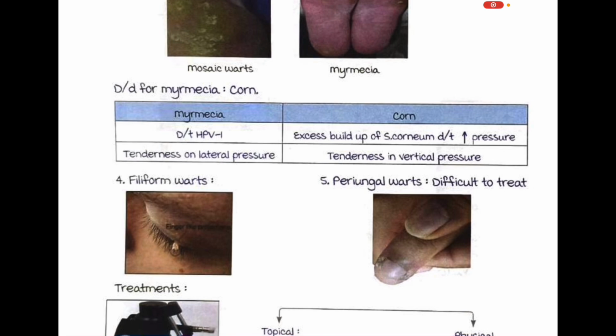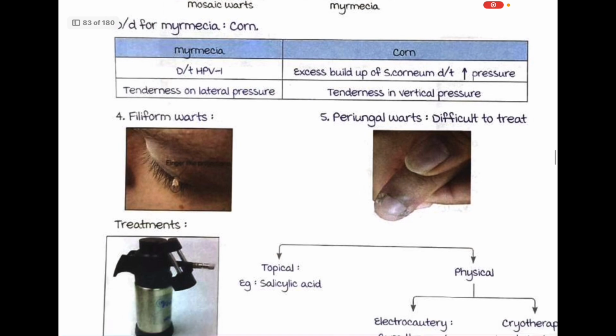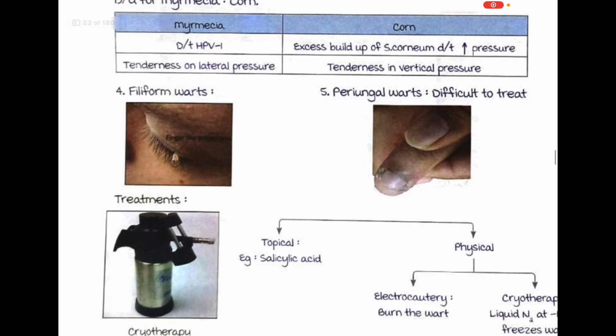Due to HPV 1, it's myrmecia, and corn, excess build of stratum corneum due to increased pressure. Tenderness in lateral pressure, myrmecia. Tenderness in vertical pressure, corn. Filiform wart. Periungual warts, difficult to treat.